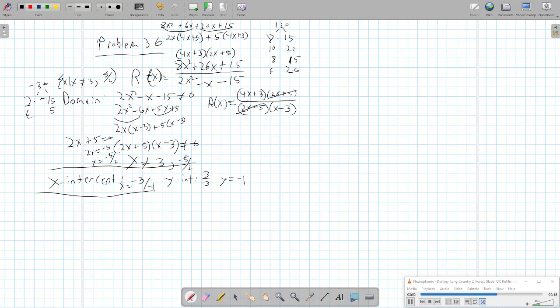Moving right along. Vertical asymptotes. Well, note, we do not have one at negative 5 halves. Although it is not in the domain, it did reduce. So in that case, it's not a vertical asymptote. We only have a vertical asymptote at x equal 3, because that's the only 0 left of the denominator.